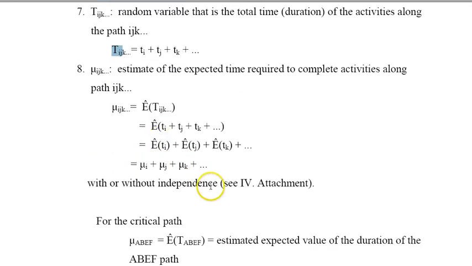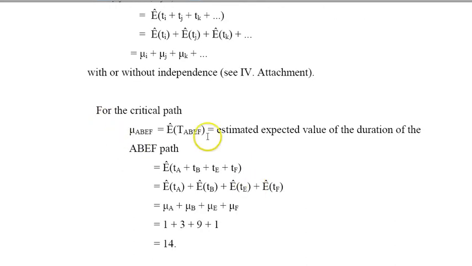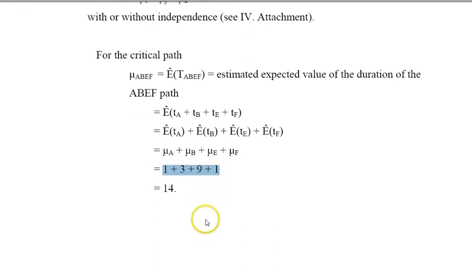So with our approach, this is true whether the activities are independent or not, as we illustrate in the attachment if you want to see it. My critical path consists of activities A, B, E, F. So I want the mean of that, which is the expected value of the random variable, the duration of the critical path. That's the mean of A plus the mean of B plus the mean of E plus the mean of F. So I add the means of the activities on the critical path, which gives me 14.